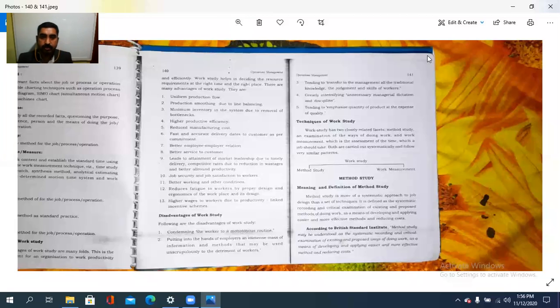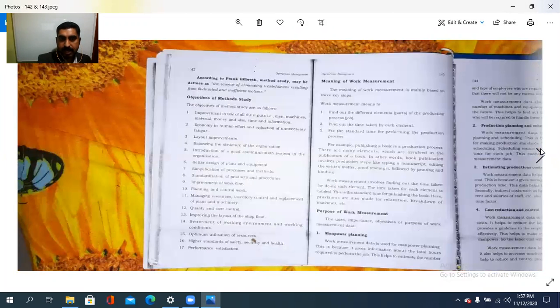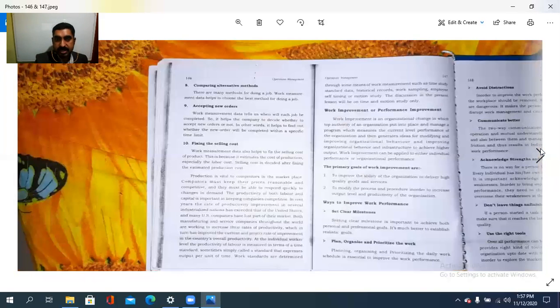So we see the techniques of work study as method study and work measurement, and along with that, the objectives of method study. Then work measurement: what is the meaning of work measurement, and what is the purpose of measuring work? Maybe it is for manpower planning, production planning, scheduling, estimating the production cost, cost reduction and control, a rational basis for incentive paying, performance appraisal, training of the employees. Next, today we are going to discuss what is work improvement or performance improvement.